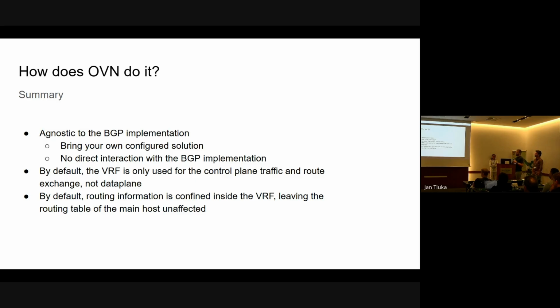And something that is important for OVN-Kubernetes is that VRF today in OVN is only used to exchange routes. There is no data plane traffic flowing through that VRF, which is a bit different from what we do in OVN-K. And by default, the routing information is confined to that VRF, and the default routing table is not affected. I'll hand it off to Surya, and we'll learn more about OVN-K.